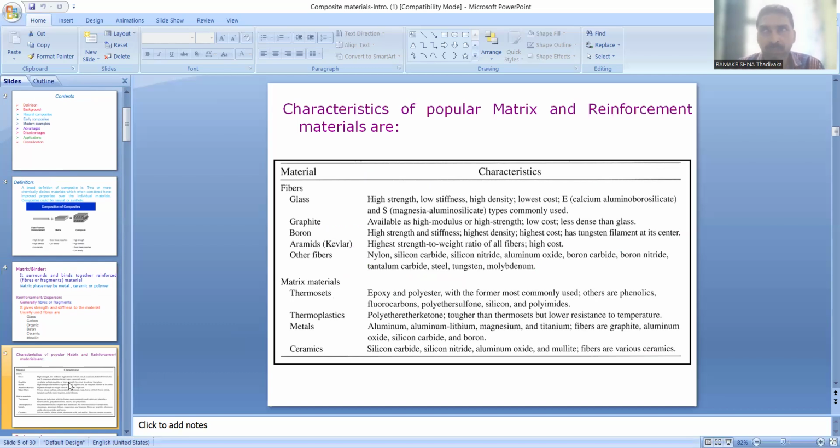Characteristics of composite materials. Here, composites are fiber based, reinforcement based, and matrix based. Different types of fibers are there: glass, graphite, boron, aramid, and others.